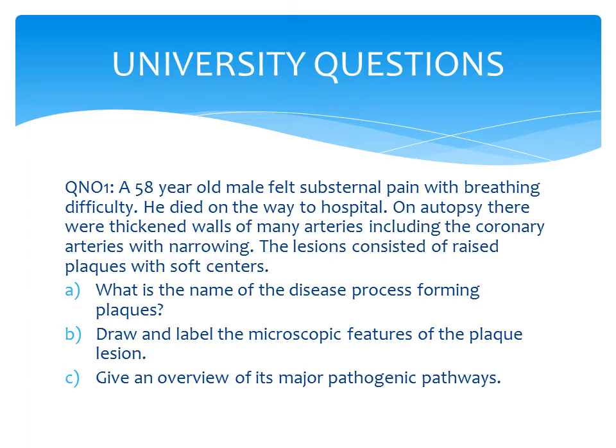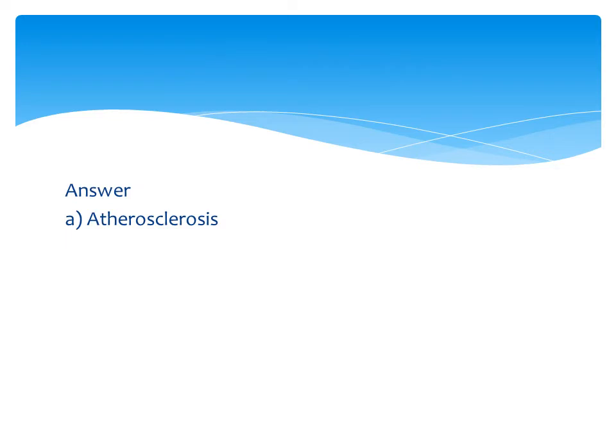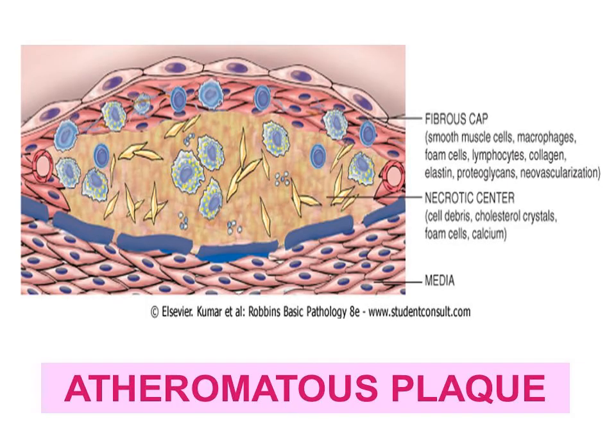So the questions are, part A, what is the name of the disease process forming the plaques? Part B, draw and label the microscopic features of the plaque lesion. And the third question is, give an overview of its major pathogenic pathways. So it is a very important question. The answer of part A is that the disease is arteriosclerosis. Part B is the diagrammatic representation of atheromatous plaque and its major parts.